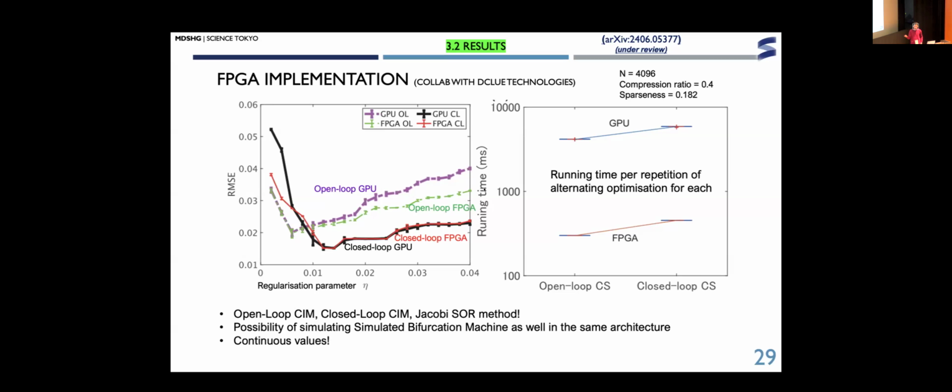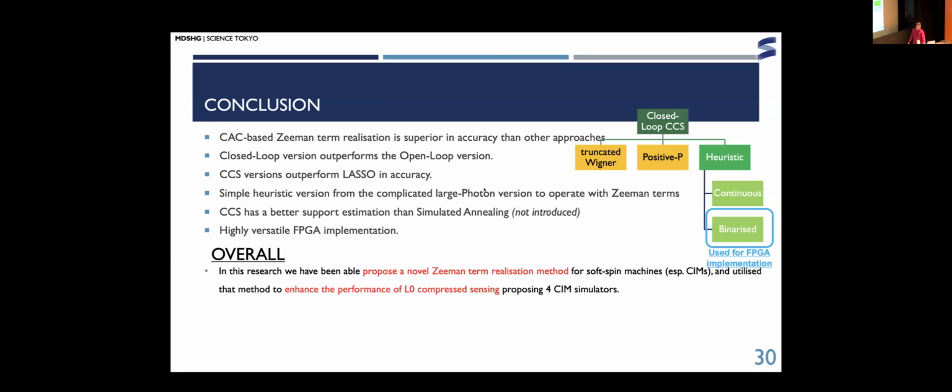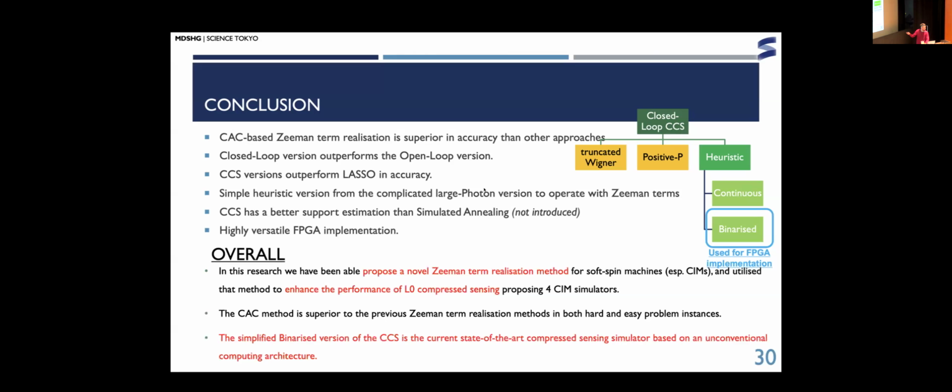And everything here uses continuous variables. In addition to compressed sensing, we can solve code division multiple access problems as well in the same FPGA. So this is the conclusion, and I don't think I have time to go through everything. So this is the end of the talk, and thank you.